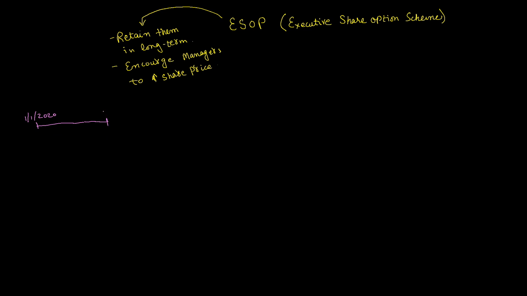So that is 1/1/2022. Now the commitment is, if the employee will serve the company for 2 years, for continuous 2 years, then after 2 years, we will give you an option to buy a certain number of shares. So at this date, they will grant an option. For example, you can purchase 5,000 shares or 2,000 shares.